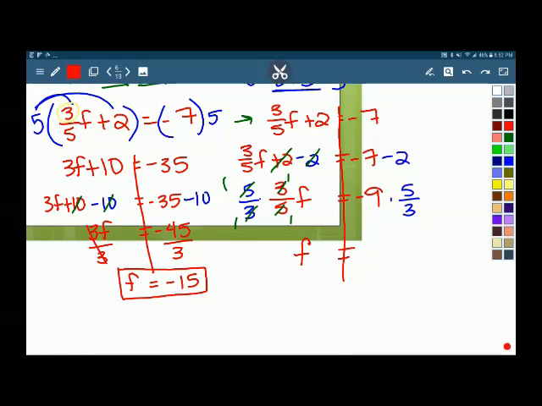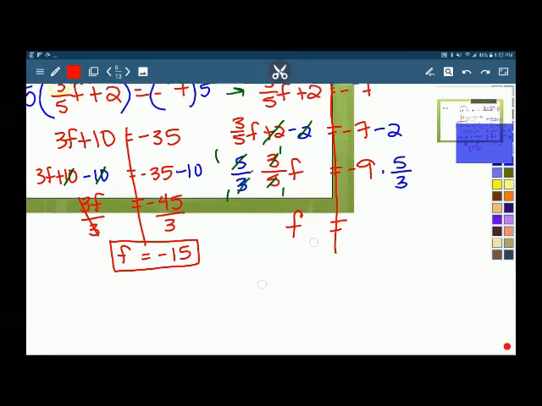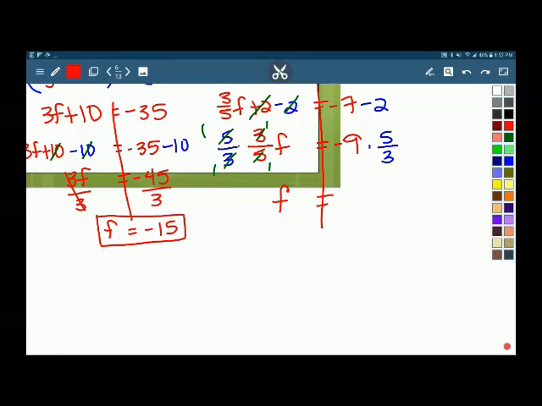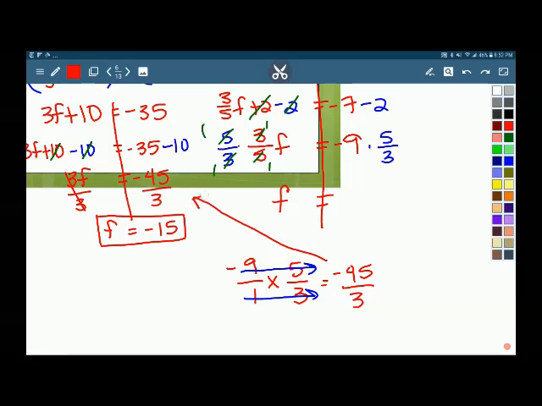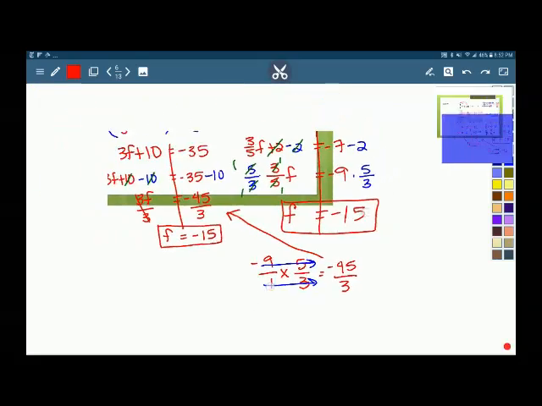Now I just need to do the, I'm going to make a little side note here, fractional work. I need to do negative 9, or 9 over 1 times 5/3, which again, just multiply the numerators, multiply the denominators. I'm getting negative 45 over 3, which, hey, doesn't that look just like what we had over there, which gives us negative 15. So two different ways of solving the same problem.